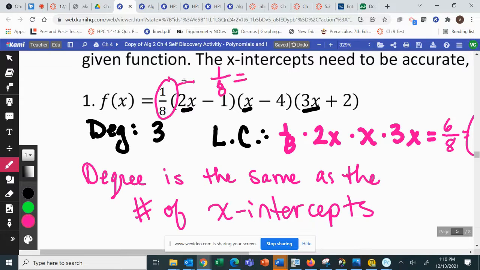1/8, like if you set it equal to 0, there's no x's there. So there's no x-intercepts. Plus 1/8 does not equal 0 ever.